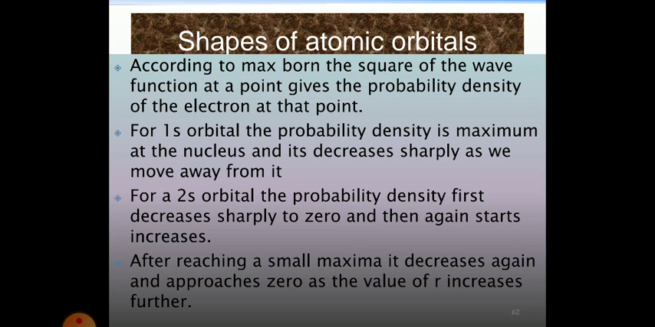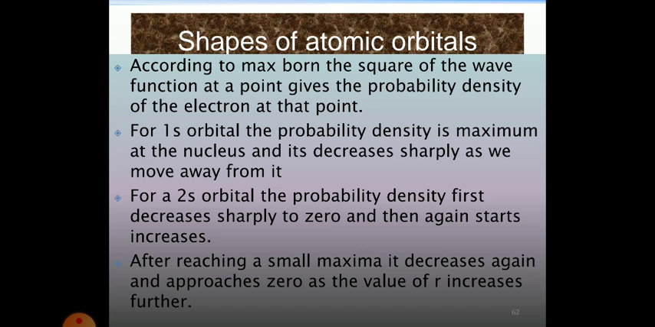Now students, for 1s orbital the probability density is maximum at the nucleus and it decreases sharply as we move away from it. Means if you look at the shape of 1s orbital, it will be a circular shape and it leads to a sphere.